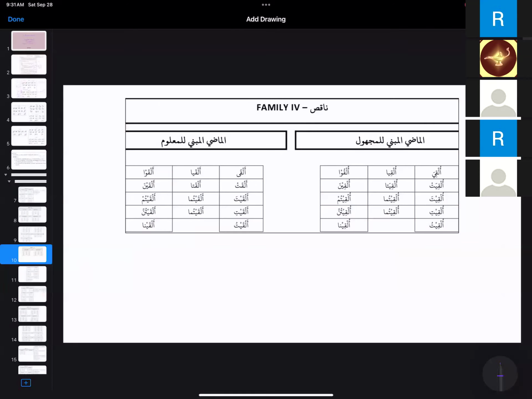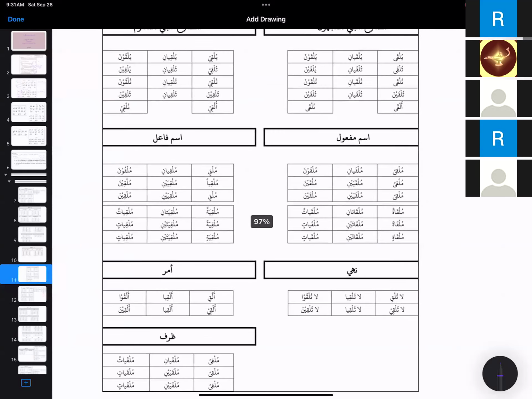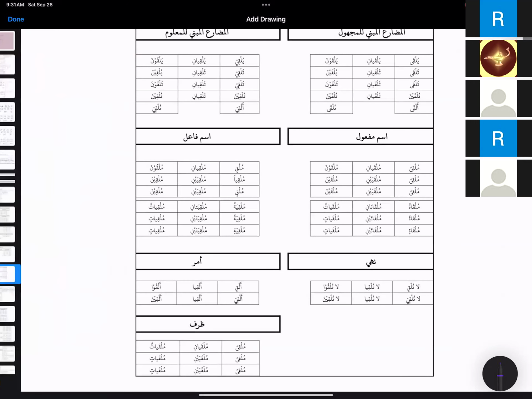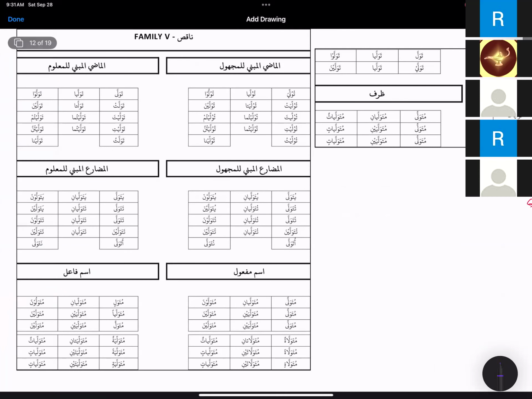Family 5, Alqa, Alqaya, Alqaw, Alqat, Alqata, Alqaina. That's it, done. Alqaina, and then same. Ulkiya, Ulkiya, Ulqu, right? Ulkiyat, Ulkiyata, and ulkina. This is majhul. So basically, this is what all families are going to follow. Right? So we need to memorize at least a few of them, get used to all these patterns and what's going on. Make your own observation.